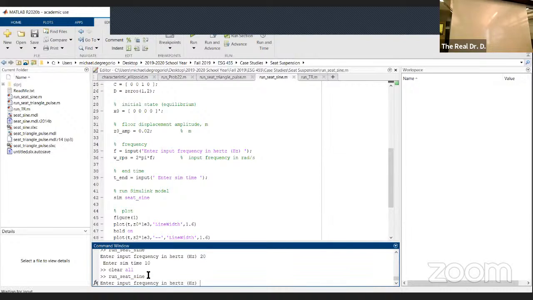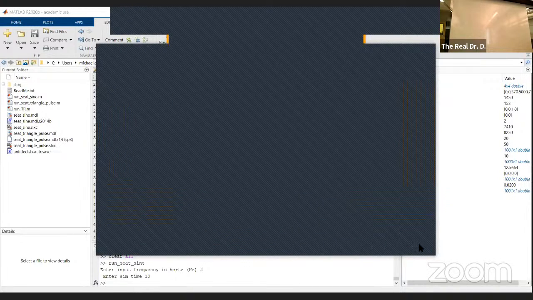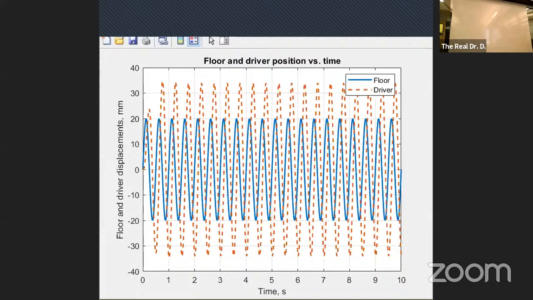Okay, so 20 was high frequency. Let's run this at 2 hertz, for 10 seconds. Now I think we'll get a really nice picture. Okay. Uh-oh. Something happened.